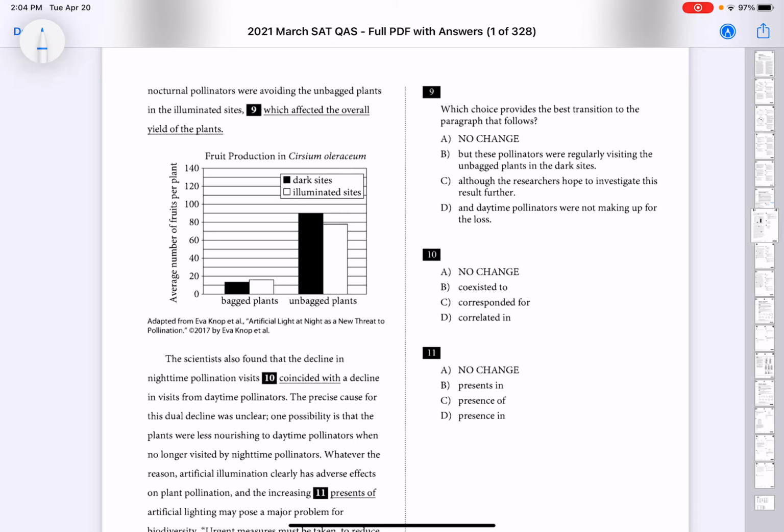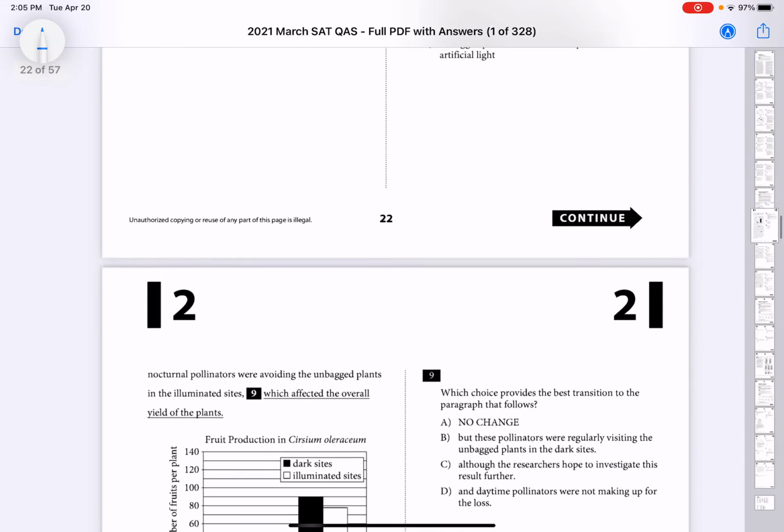So we have dark sites. So we have bag plants, and they were talking about dark sites and illuminated sites. So it looks like the bag plants have about a little bit over 15, and the unbagged in the dark site have about 90. And they're almost about the same. Let's see what the answer choices give us.